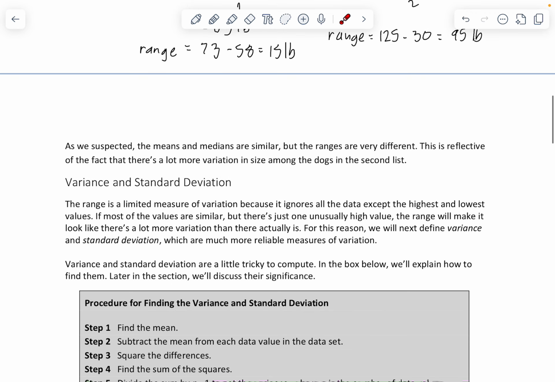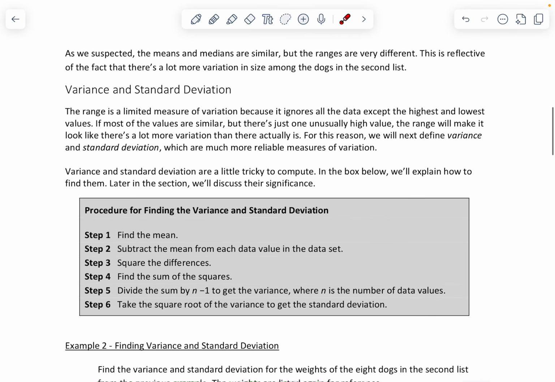Now, it's helpful to have some way of characterizing the variation of a data set, but the range is a pretty limited measure of variation because it ignores all the data except the highest and lowest values. If most of the values are similar, but there's just one unusually high value, the range will make it look like there's a lot more variation than there actually is.